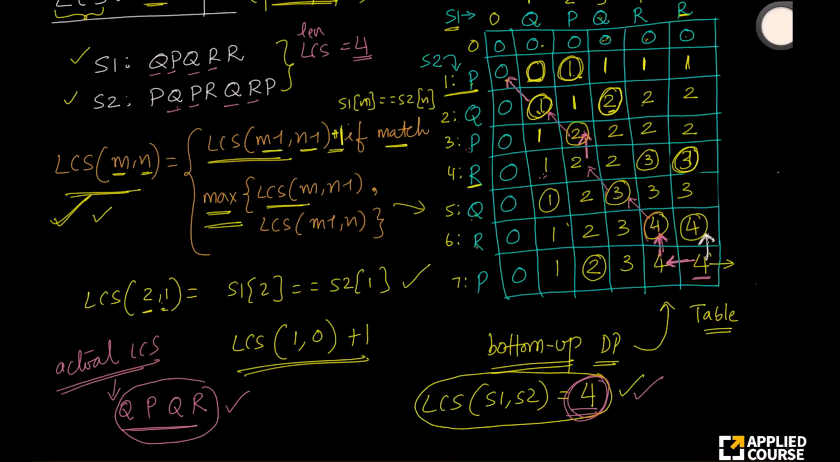Right? So I've changed the color from pink to white now. Okay, so the moment I go here, this is a match between R and R. So let's write R. Now this 4, how did this 4 come about? Because this R and R matched, it came from this 3 by adding 1 to it. Now how did this 3 come about?